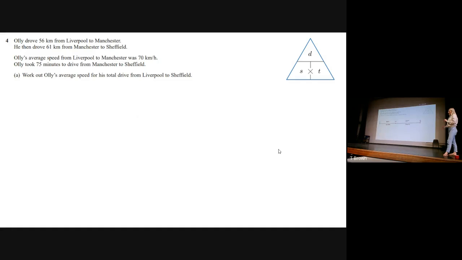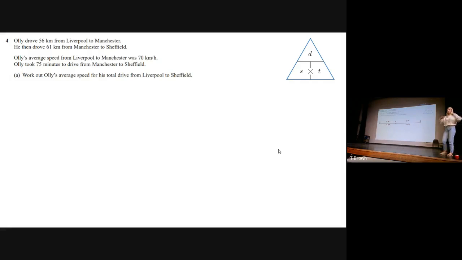Okay, and then I did this. I personally cannot do questions like this without drawing it out because it doesn't make any sense to me whatsoever. I need to see it. So I've drawn his journey. I've done Liverpool to Manchester, Manchester to Sheffield, and then I've just put the information on it that I know so far. And that just helps me visualize it.